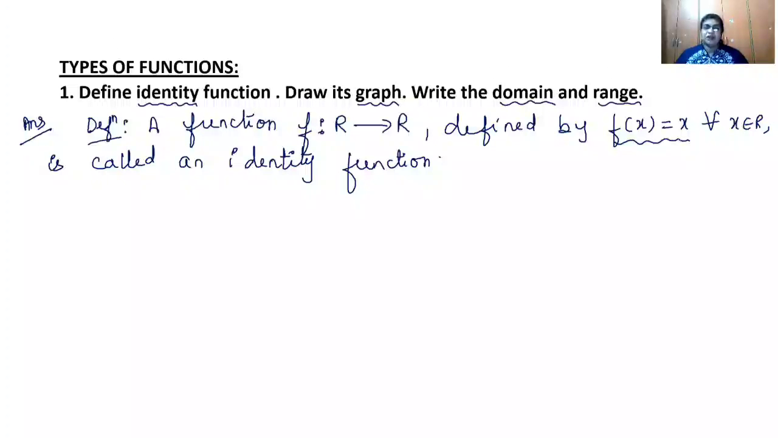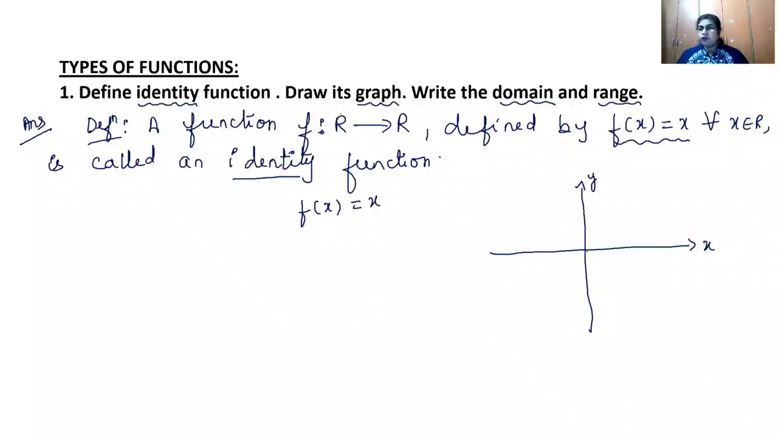So a function f from R to R defined by f of x is equal to x for every x belongs to R. That means not even a single number should be left without getting an image. So for every x belongs to R, that is called an identity function. Now let us try to draw the graph of the identity function. For the graph, we have the x-axis and the y-axis. Now we have the definition f of x is equal to x.